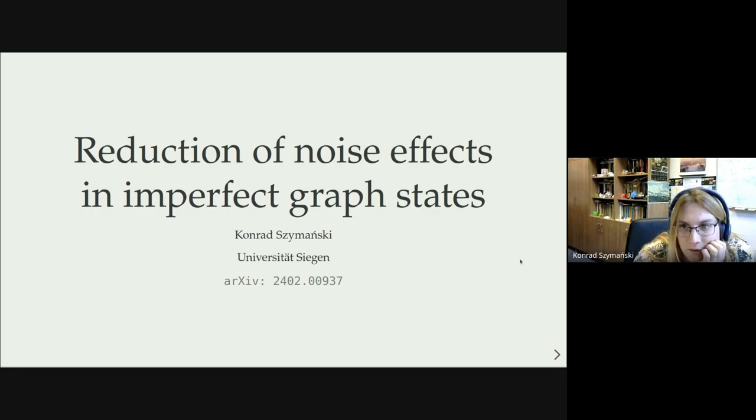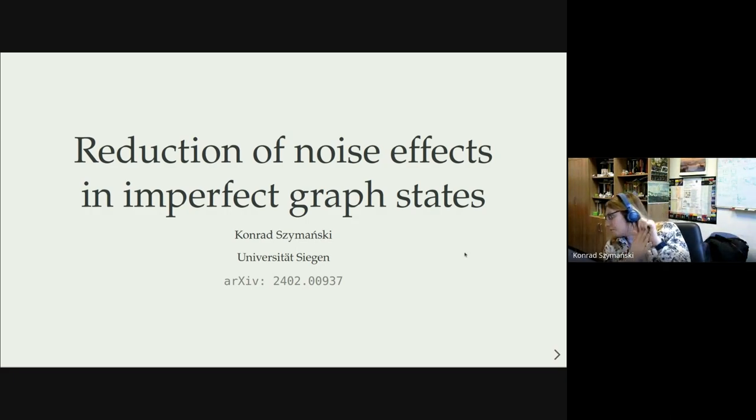And yes, today I want to tell you about how physical effects manifest as noise in realizations of graph states in experiments, and how to mitigate the noise, or how to deal with it. So what could you even use the graph states for?